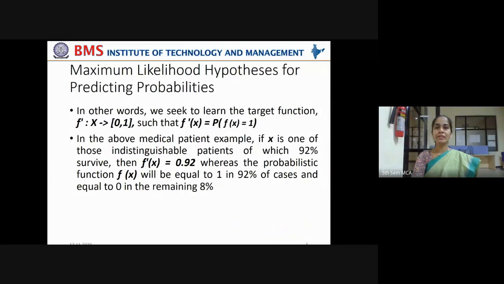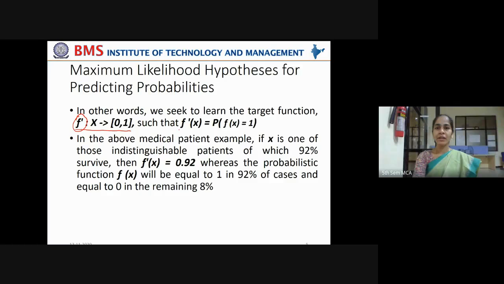Now, in other words, we seek to learn the target function, how you can exactly model this is f dash. We are trying to learn the target function f dash such that each training instance's output should be either 0 or 1, or any value between them if it is a continuous valued function. If it is a categorical valued function, then it is 0 or 1. That's all. No continuous values in between.